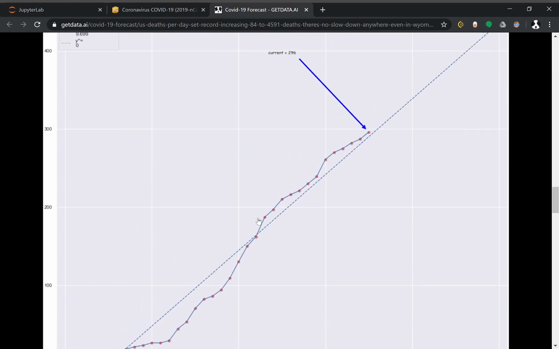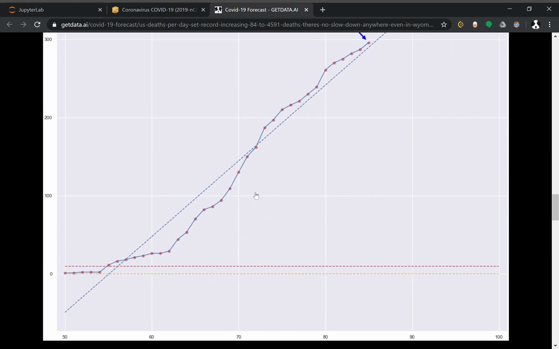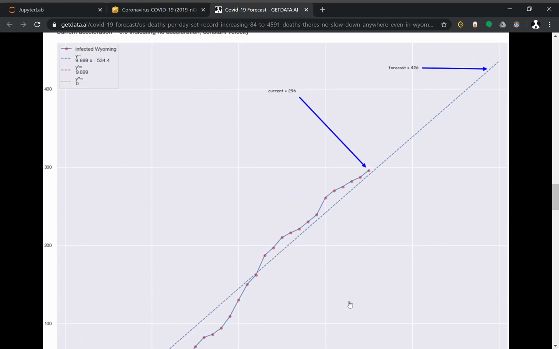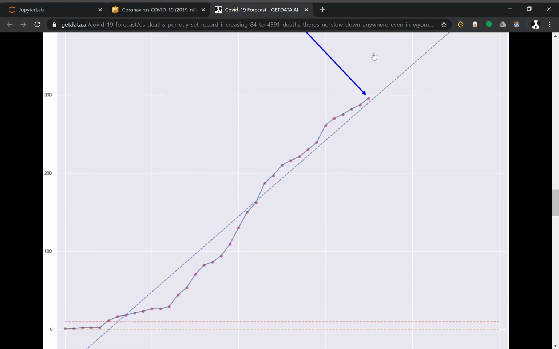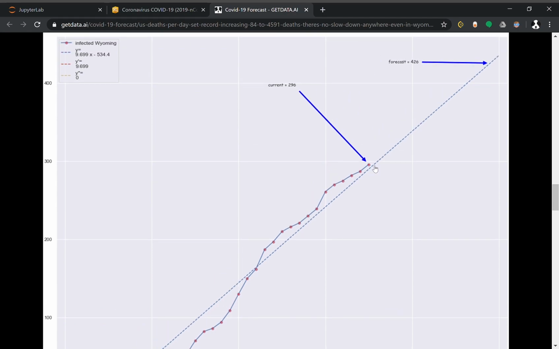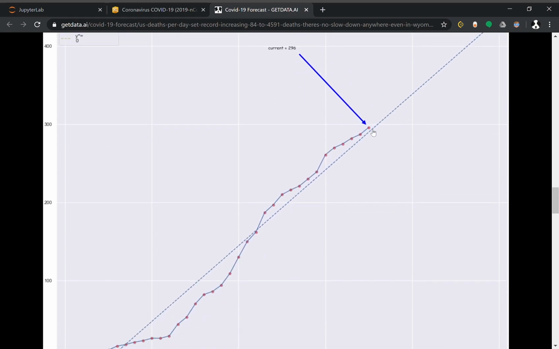Y-axis up here is total infections, right, for the state, and this is time, right? So we're now on, I think, day 88, right? And Wyoming, this is today, right? So Wyoming is currently at 296 infections, right? Now let's go back, right? 1, 2, 3, 4, 5, 6, 7. 7 days ago, Wyoming was at around 1, 2, 3, 4, 5, 6, 7. What is that, like 230? Let's say 250, right? So 50 in a week.